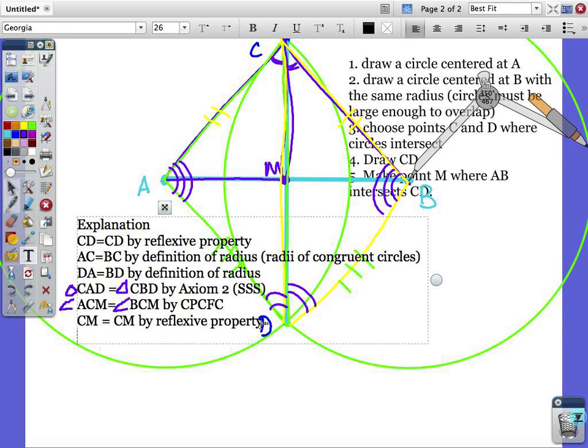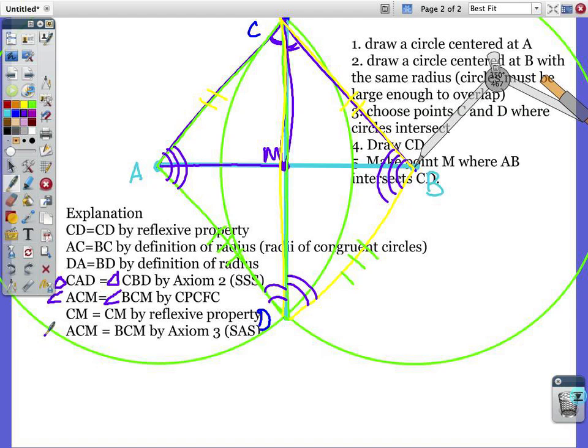So then we can say that triangle ACM is congruent to what? It's going to be BCM by axiom 3. And that's side, angle, side. Okay, so then we have triangle ACM congruent to triangle BCM by axiom 3, side, angle, side.